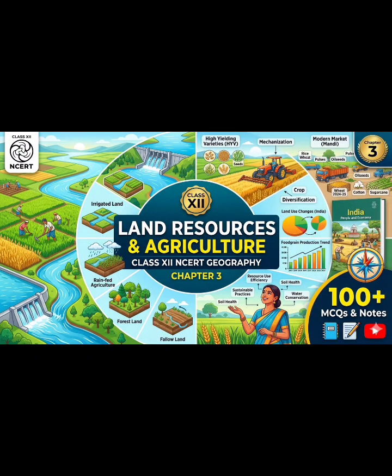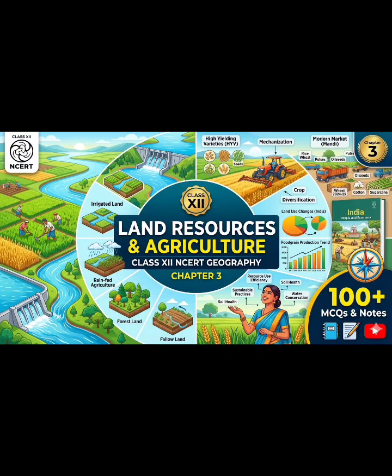Next point is land put to non-agricultural uses. Land under settlements, that is rural and urban settlement infrastructure like roads, canals, industries, shops, are included in this category. As an expansion in the secondary and tertiary activities would lead to an increase in this category of land use.